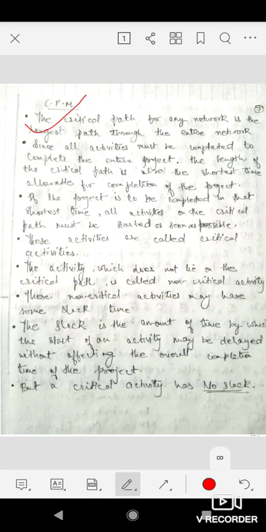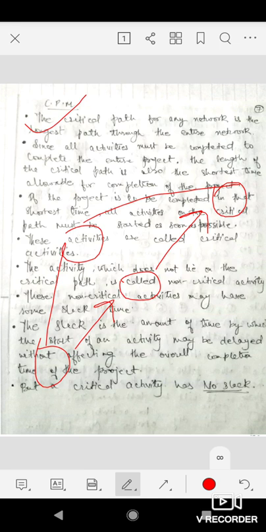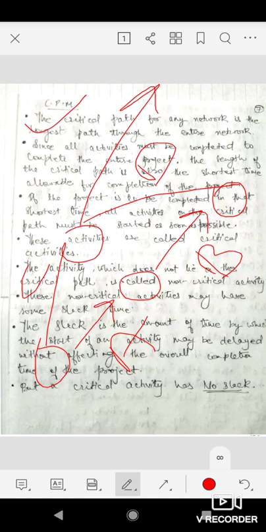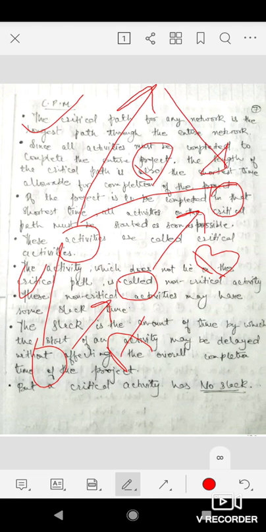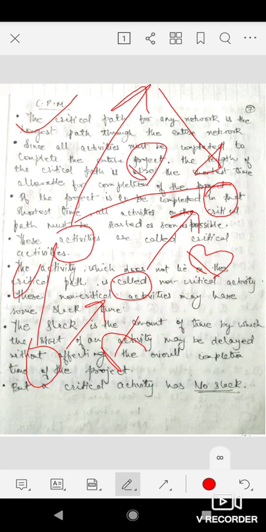If the project is to be completed in that shortest time, all activities on the critical path must be started as soon as possible. For example, see, if we have activities A, B, C and D, and we have another, let's see, A, B, C, D, E, F. We have a precedence relation.